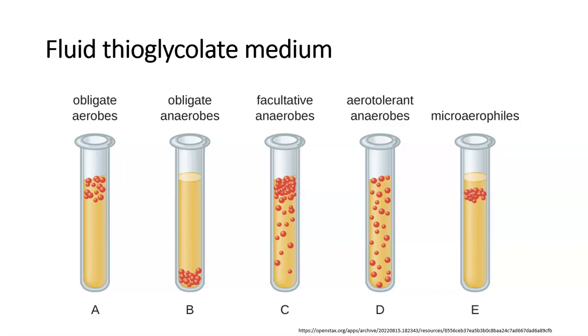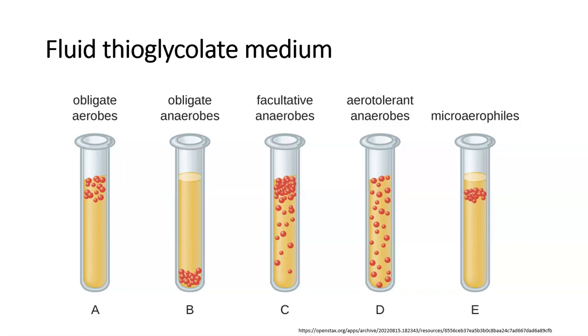Notice in that image that the growth is higher at the top of the tube. Remember, I said that aerobic respiration is a really efficient way to get energy out of your food. If you have more energy, you can grow faster. So that's why the growth is denser at the top of that tube.